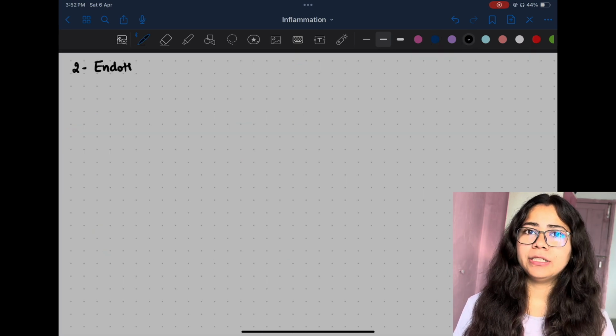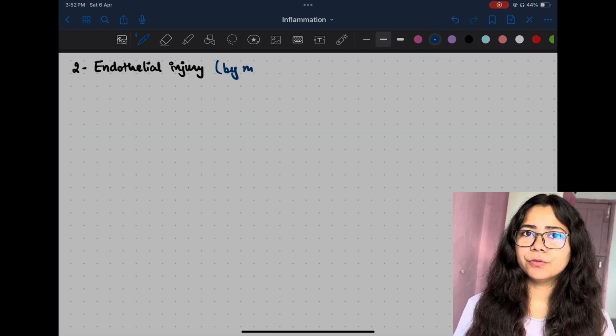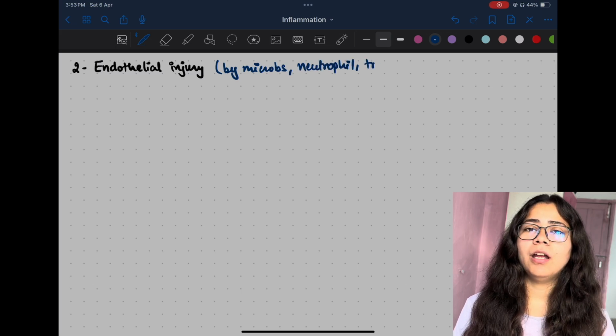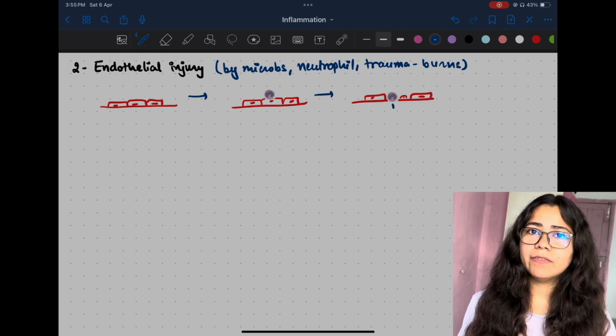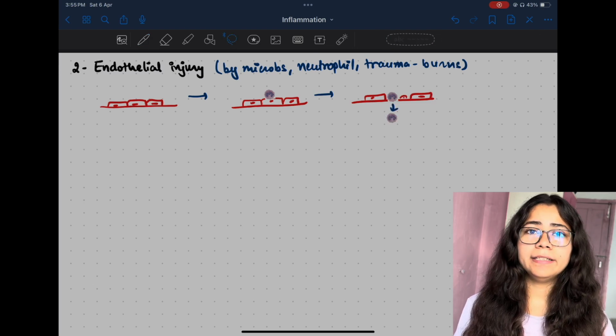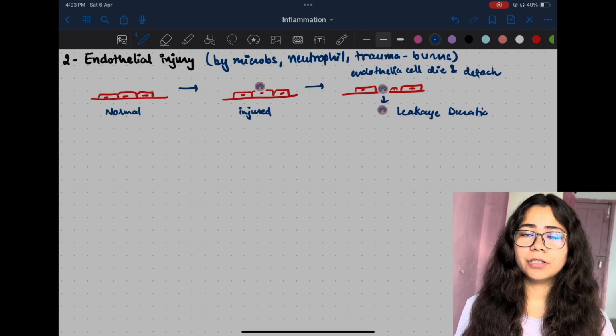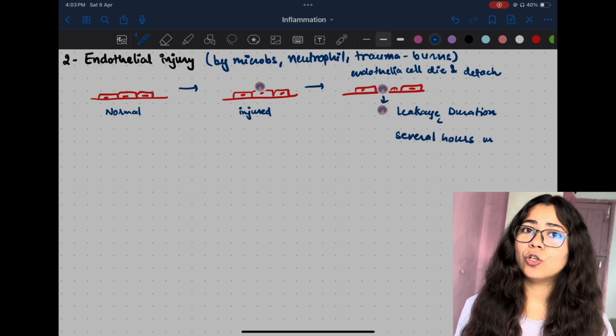Second is direct endothelial cell injury that is caused by neutrophils, trauma like burns, and microbes. Endothelial cells will die and detach. That will give space for leukocytes to move out. In this case, it will take several hours to repair the endothelial cells and stop the leakage.